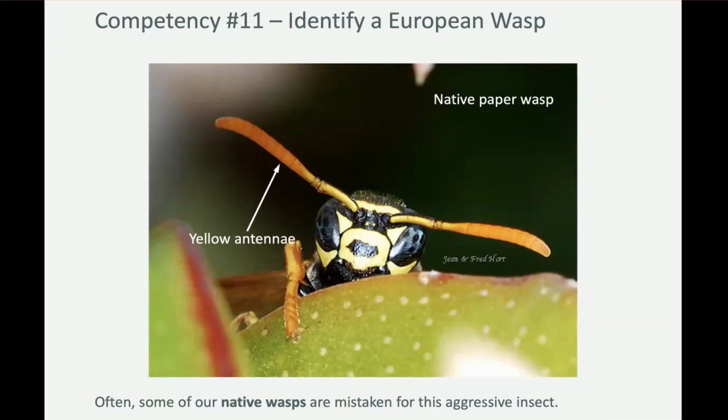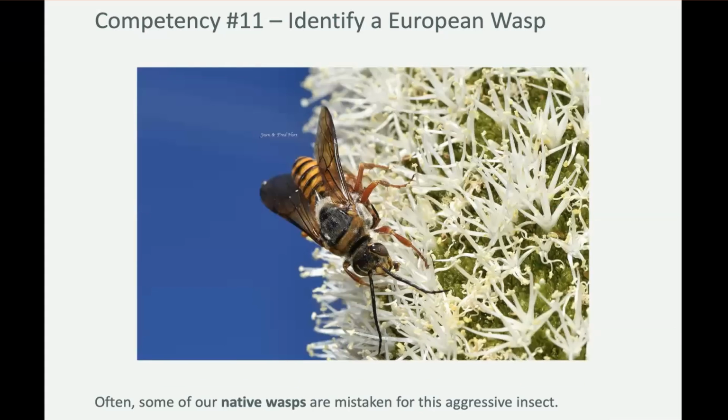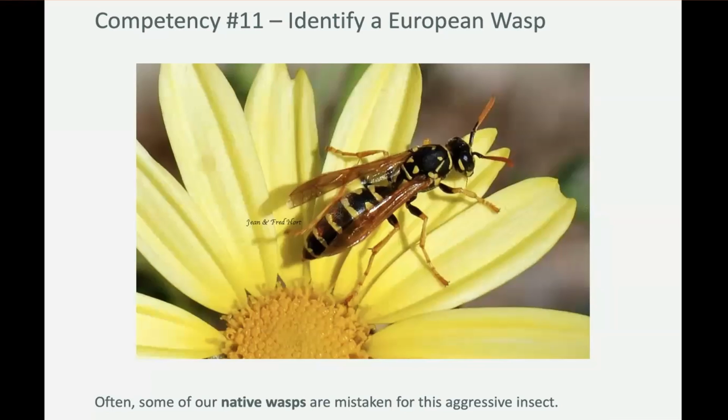Here we've got a paper wasp, and this one's got yellow antennae. Here, this is another wasp. It's got black and yellow stripes, but they're not as vibrant as the European wasp. Here we've got one that often gets mistaken for a European wasp because it's black and yellow. But look at those antennae. They're not black, they're yellow.